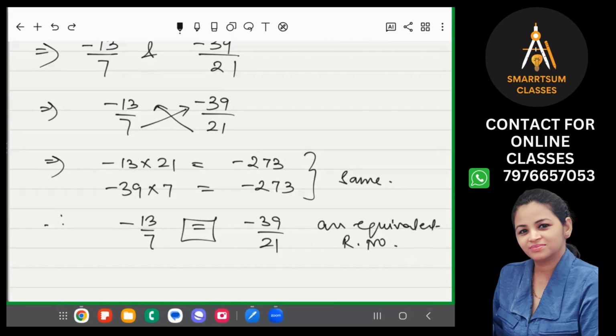Is that clear? Now suppose you have to compare rational numbers, or arrange them in ascending or descending order. You have to first make their denominators the same. Again, before taking the LCM, you have to first convert the negative denominator into a positive one. After that, you will take the LCM and then you can convert. Is that clear? Shall I take an example?